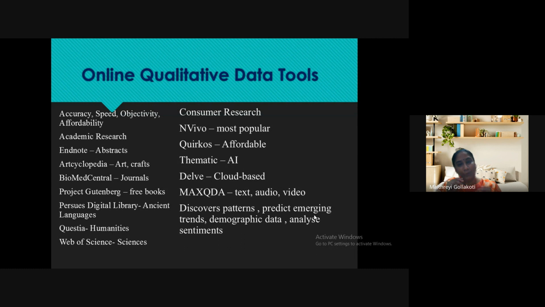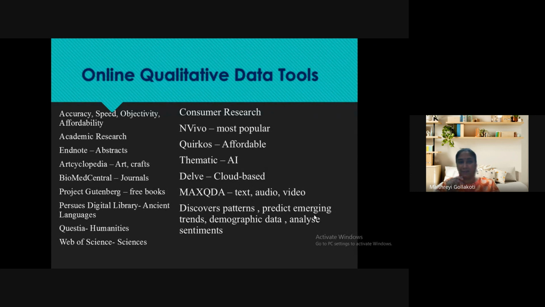Say people from 20 to 50 age group are buying this product more, or from 18 to 20, teenagers are buying this product more. Like that, they will try to get a pattern and they can predict emerging trends. Means this year, suppose 1,000 products have been sold. Next year they can predict that the number will be doubled, or the number will be more or less.